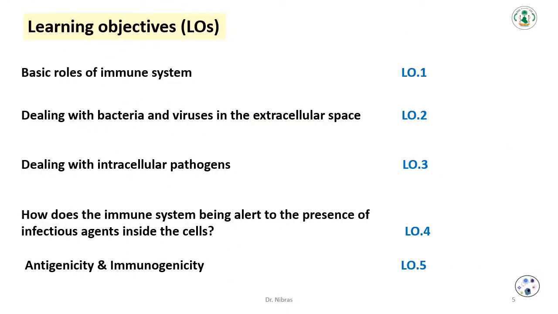The learning objectives for this lecture are: basic rules of the immune system, dealing with bacteria and viruses in the extracellular space, dealing with intracellular pathogens, how the immune system becomes alert to the presence of infectious agents inside the cells, and the terms antigenicity and immunogenicity.